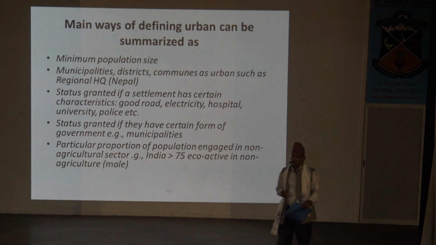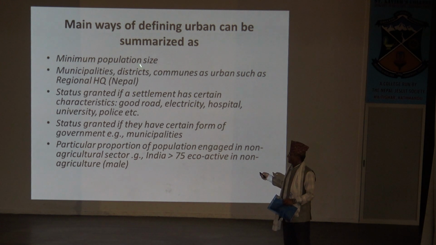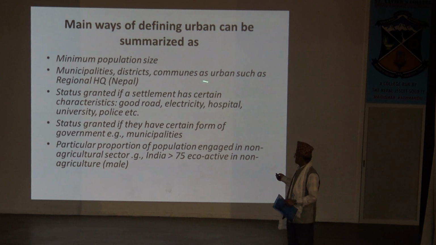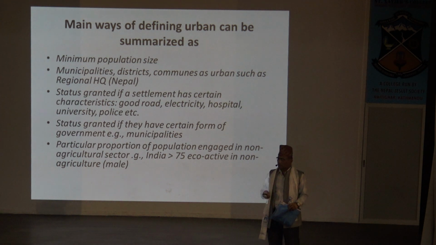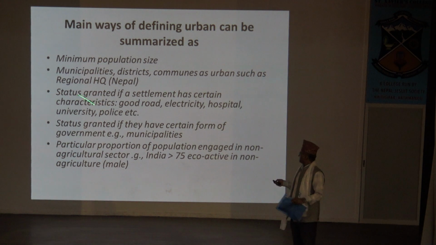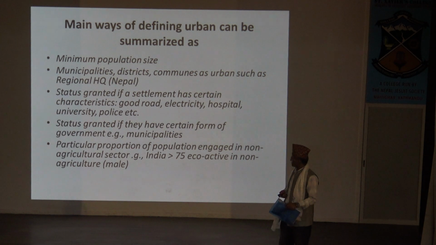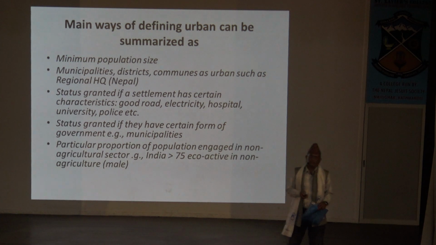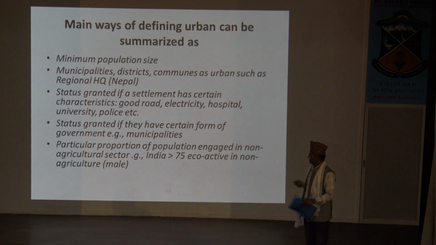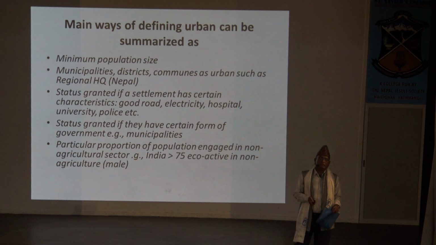In this slide, I just wanted to show what the criteria defining urban areas are. You will notice that there is a minimum population size, and the municipalities or districts, as they are regional headquarters, are sometimes referred to as urban, and then status granted as urban by the government, and if some forms of government are there, in that case we have a tendency of considering it urban, and also a particular proportion of population engaged in non-agricultural activities, and countries differ in these definitions.